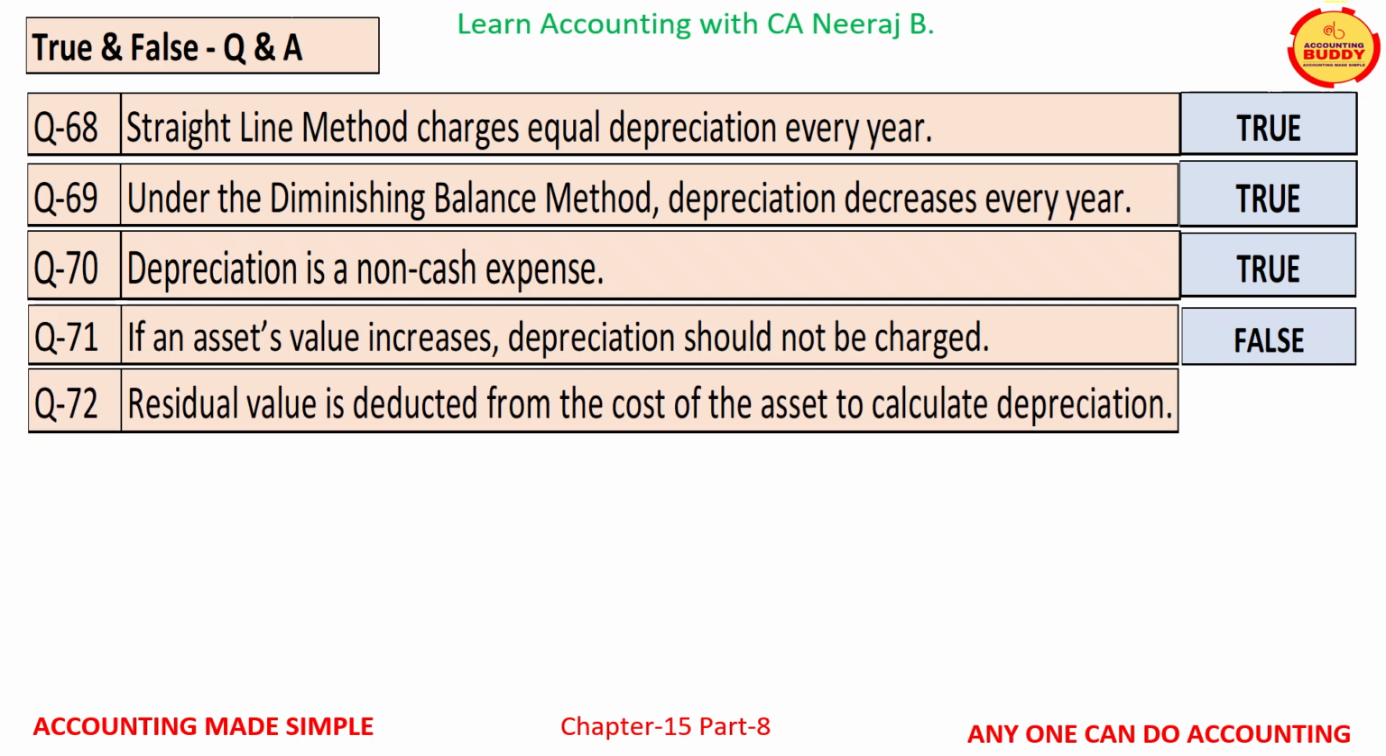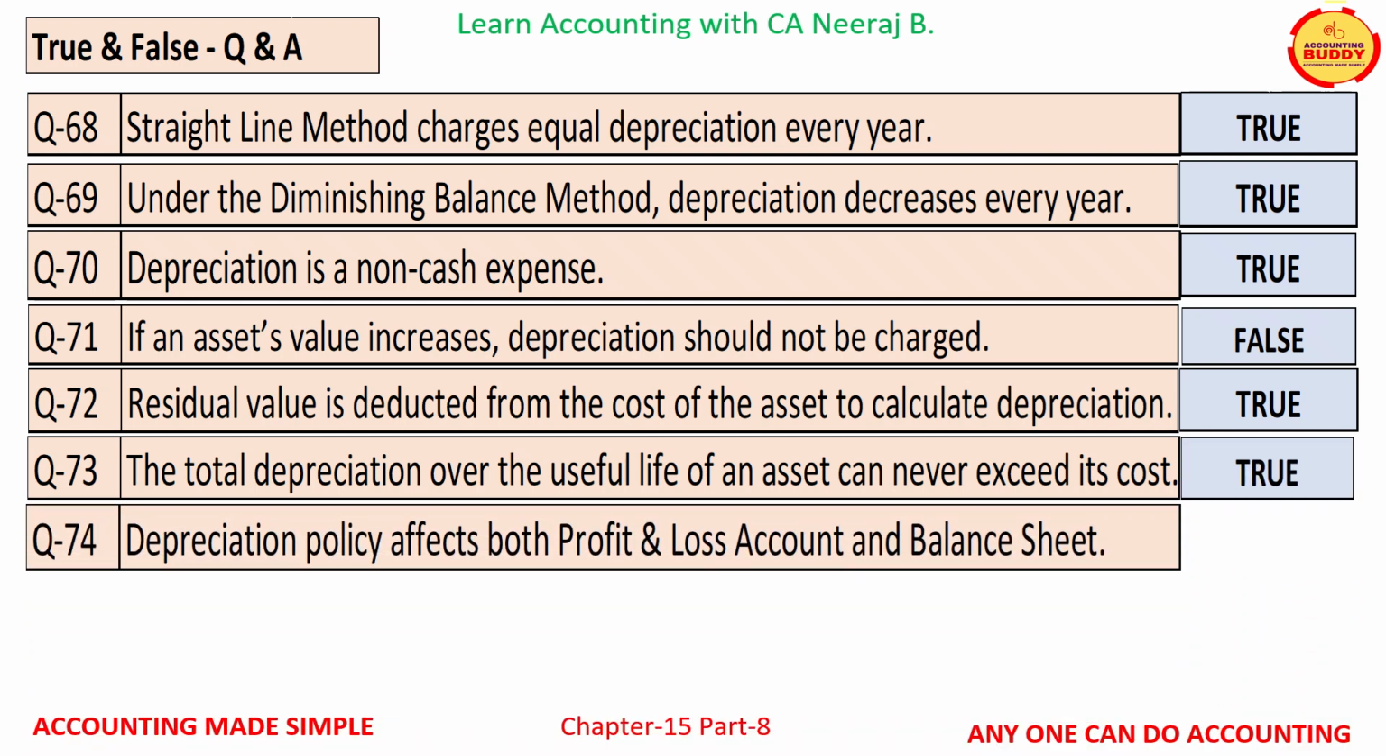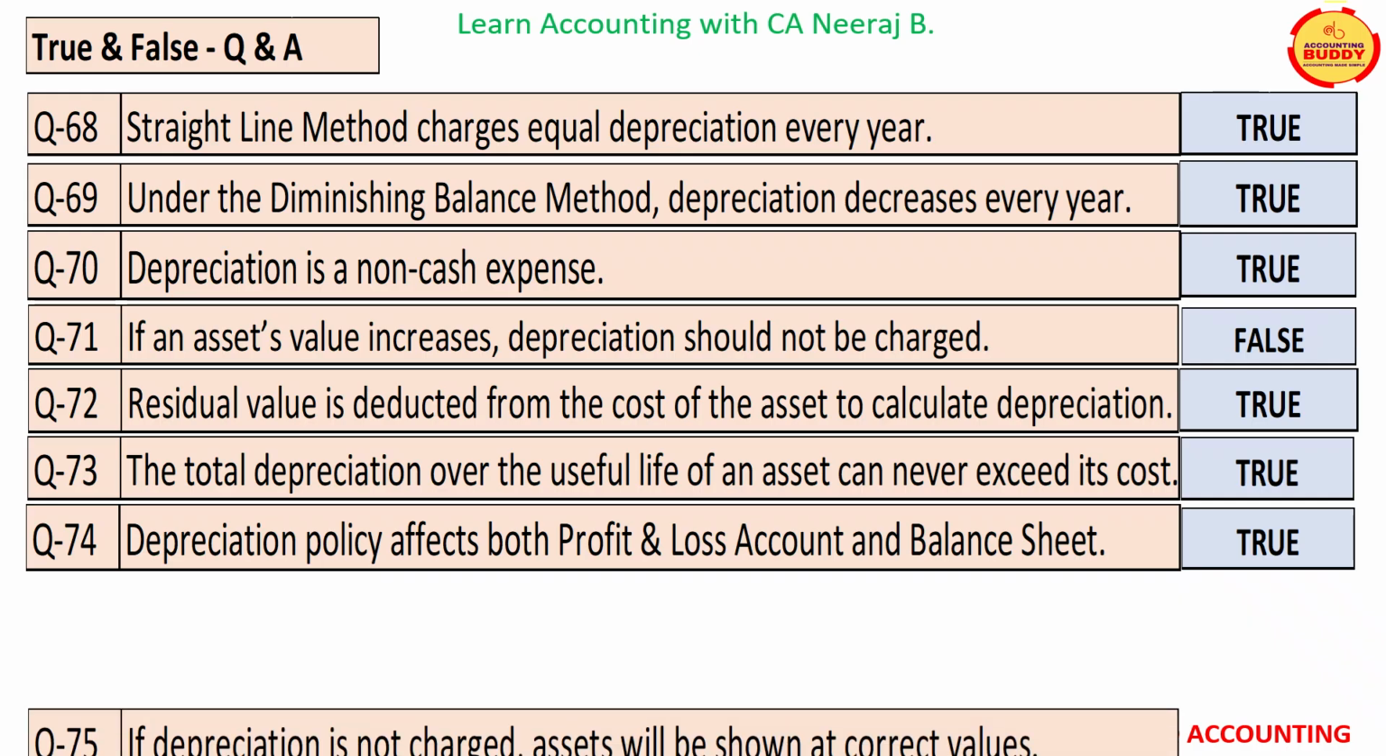Question number 72, residual value is deducted from the cost of the asset to calculate the depreciation. This is a true statement. Question number 73, the total depreciation over the useful life of an asset can never exceed its cost. This is a true statement. Question number 74. Depreciation policy affects both profit and loss account and balance sheet. This is a true statement.